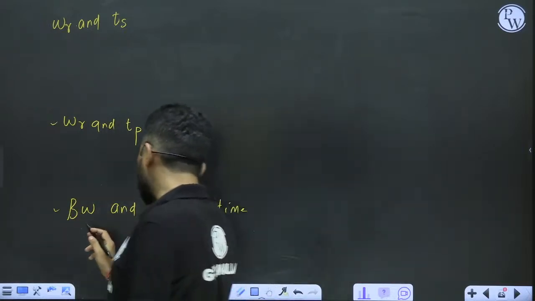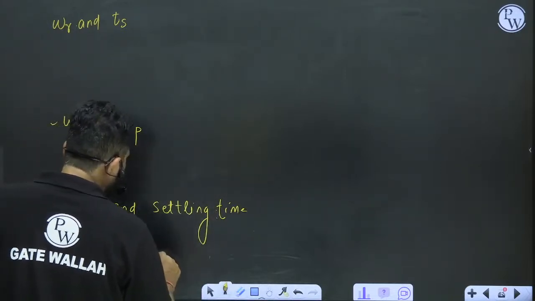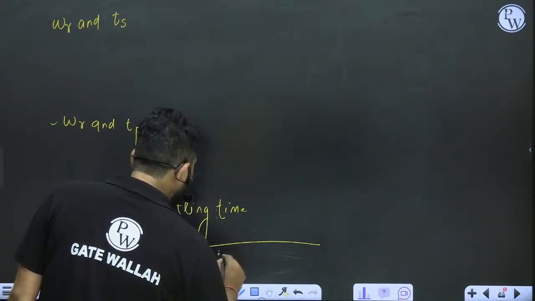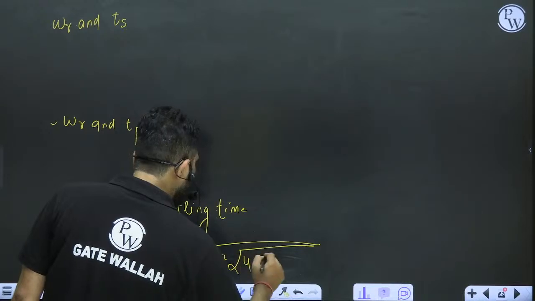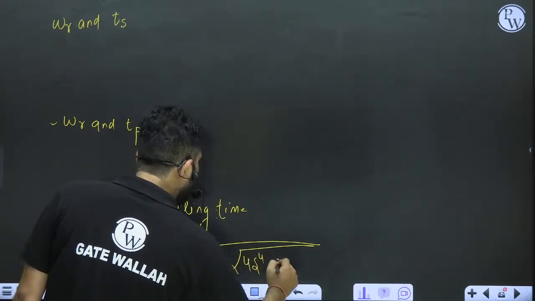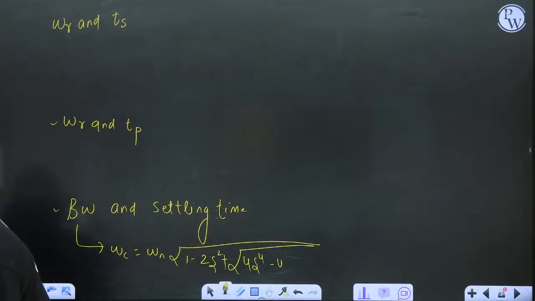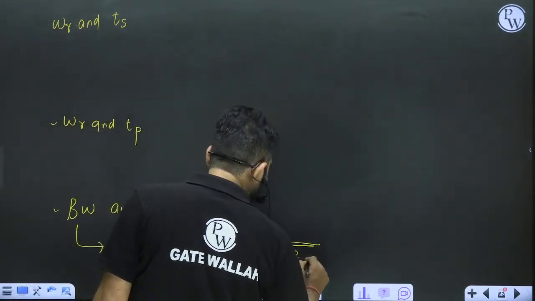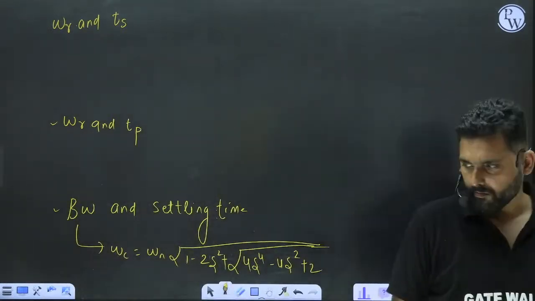What is the bandwidth formula? Bandwidth formula is omega c equal to omega n root of 1 minus 2 zeta square plus root of 4 zeta to the power 4 minus 4 zeta square plus 2. Establish the relationship, make it fast. Coming in 2 minutes.